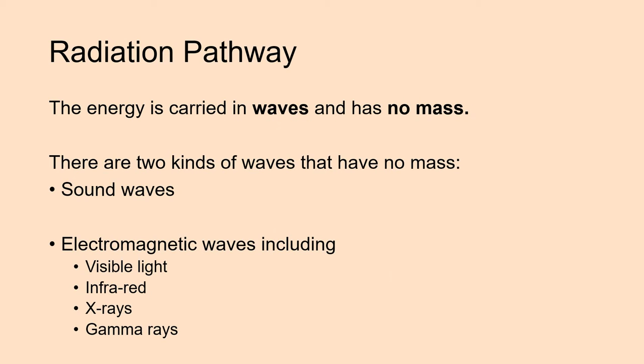The next type of energy transfer is the radiation pathway. In this transfer, the energy is carried in waves that have no mass. And there are 2 kinds of waves that have no mass: sound waves and electromagnetic waves, including visible light, the light which we can see, infrared light, which we cannot see, this is how our television remotes work, X-rays and gamma rays.